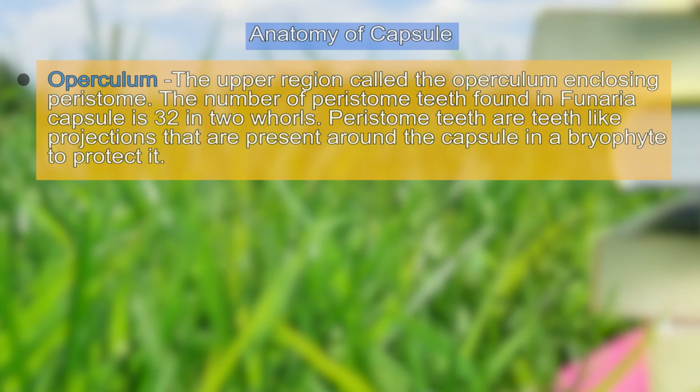Operculum is the upper part of the capsule, which encloses the peristome. The number of peristome teeth found in the Funaria capsule is 32 in 2 whorls. The peristome teeth, what are they? They are teeth-like projections that are present around the capsule in a bryophyte to protect it. So, with this we come to the life cycle of Funaria.